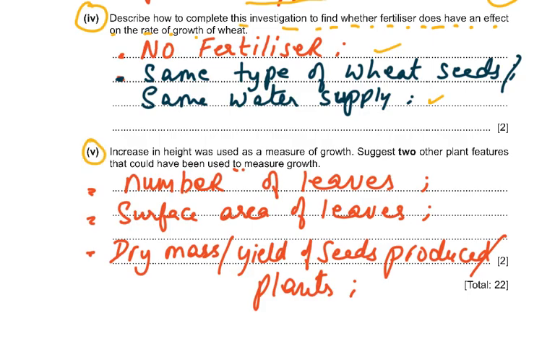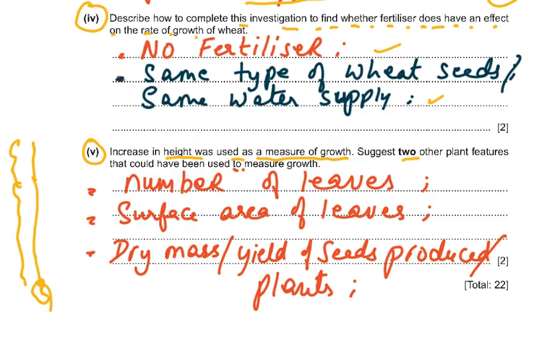Then coming to part 5, increase in height was used as a measure of growth. We said, okay, we planted the seed and it started to grow. So this was the height. And then after some time it has grown a little, so an increase in height. So increase in height was used as a measure of growth.